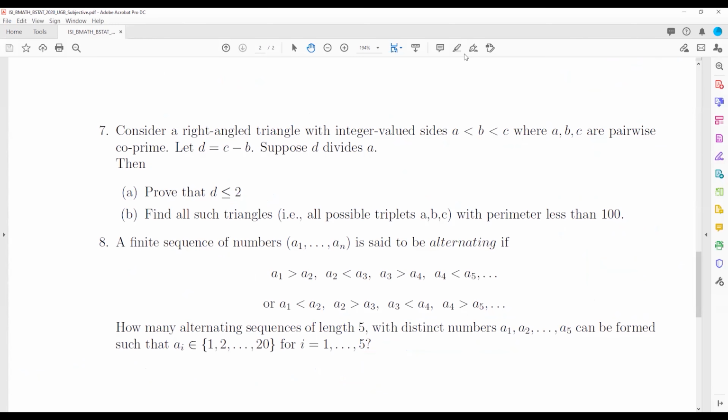So part B says that find all such triangles with perimeter less than 100. Okay, so with all these conditions on a, b, c. Now you see, d is less than or equal to 2, that we have proved. And so we will take two cases, where d is 1 and where d is 2. So our case 1, that is d is equal to 1.